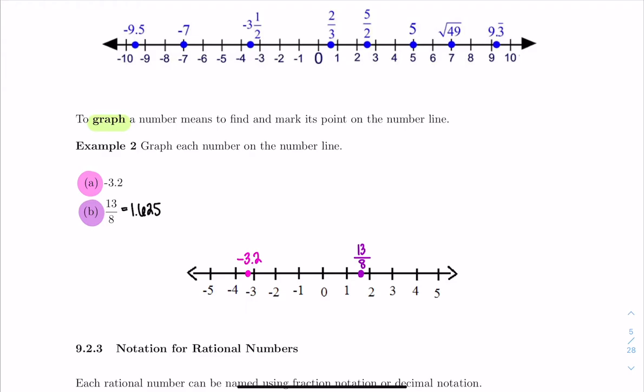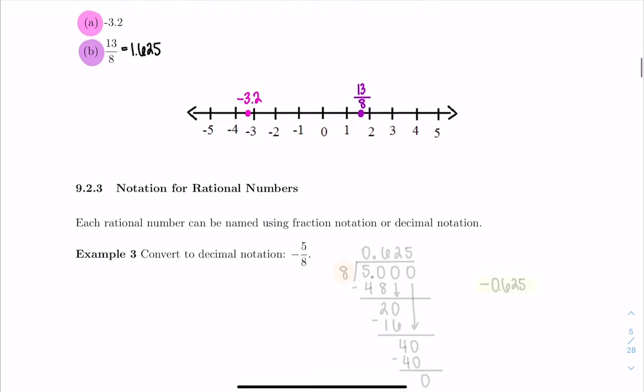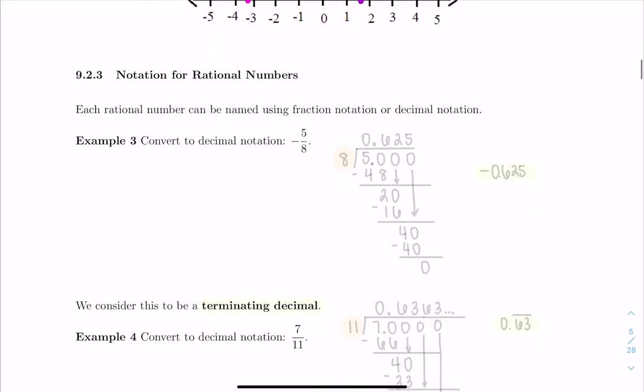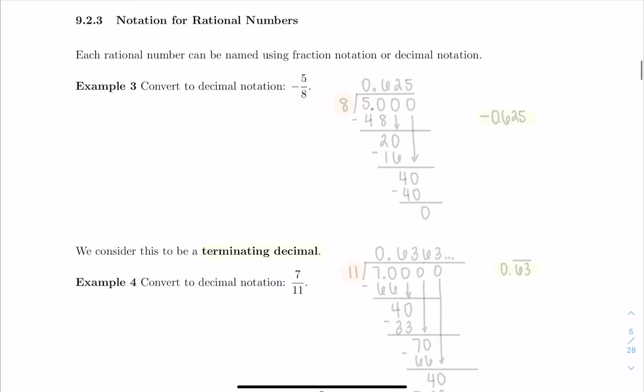And so each rational number can be named using either fraction notation or decimal notation. So we're going to convert the fractions to decimals first. So looking at negative 5 over 8, we're going to go way back to long division. Everybody's favorite. So we're just going to ignore that negative out front until we write it in the decimal notation.